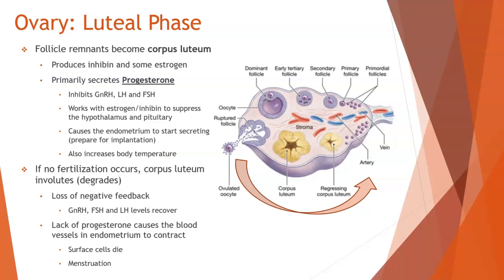Progesterone, estrogen, and inhibin levels fall, which results in the removal of negative feedback for GnRH, FSH, and LH. Once progesterone is lost, the endometrial lining also loses its blood supply and eventually dies. The dead tissue sloughs off and is passed out the vagina during menses. Finally, gonadotropin levels return to normal and the cycle begins again.